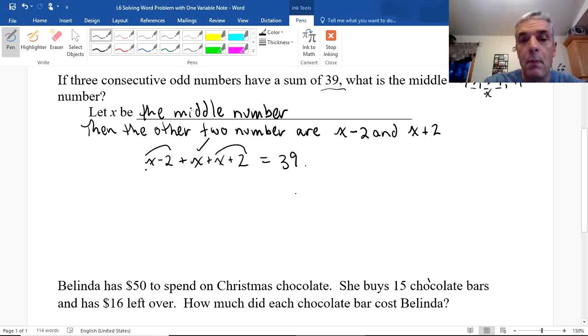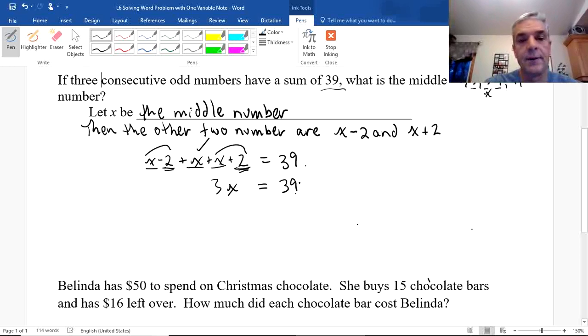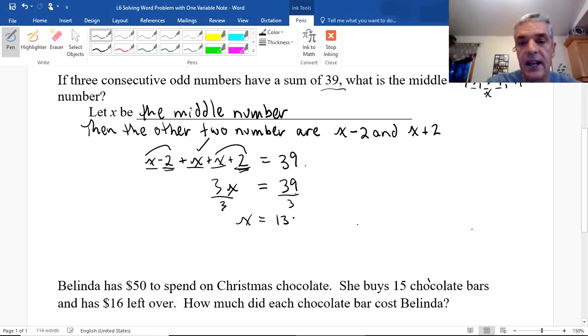So I combine some like terms here, x plus x plus x. So I have 3 x's that I can bring together. That gives me 3x. And then I have minus 2 and plus 2. Well, what's minus 2 plus 2? That's 0, so I don't even have to write anything down. That is going to equal 39. And so I'm most of the way to solving it. One last step. 3x is equal to 39. What does 1x equal? Well, divide by 3, and x equals 13. So now I know my middle number is 13.